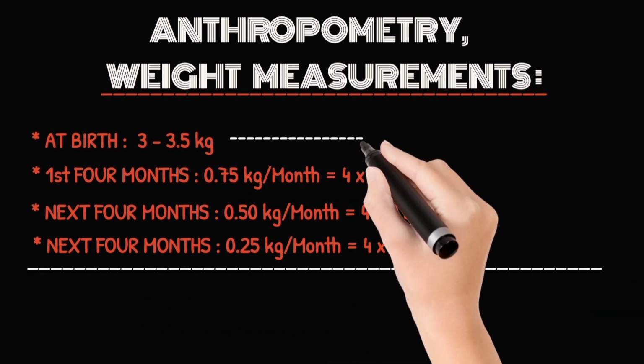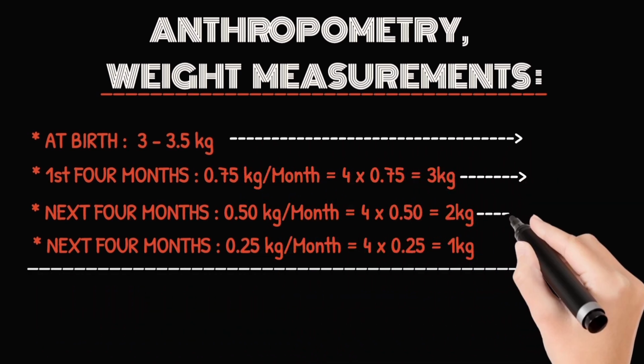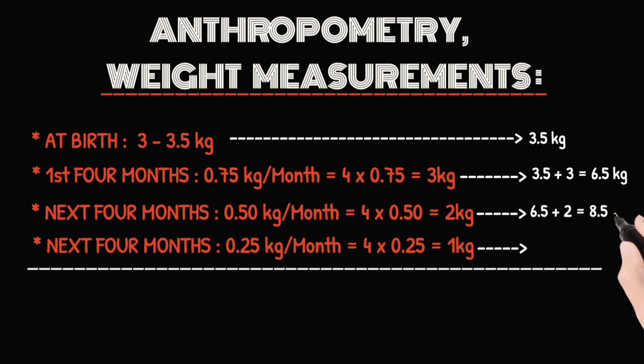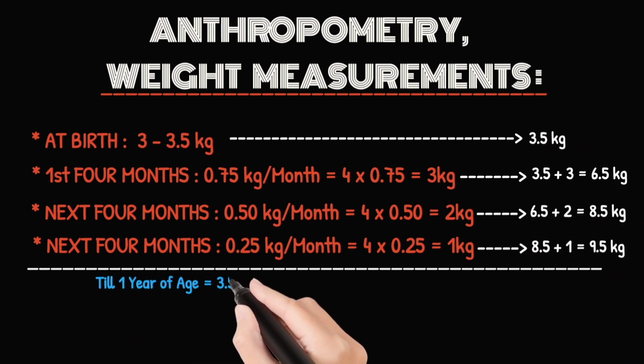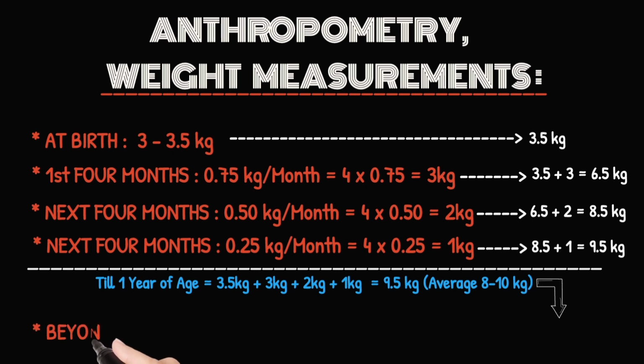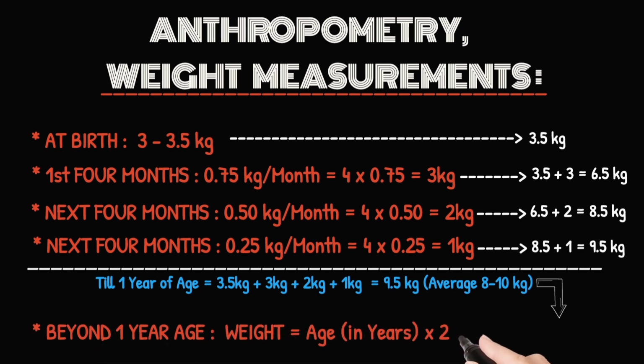Now you have to add all of these kilograms in the 4 months and at birth, so it equals around 9.5 kilogram, or average 8 to 10 kilograms in the first year of life. So now if you want to find out the weight of your pediatric patient beyond 1 year of life, you have to add this average 8 to 10 kilogram to that value.